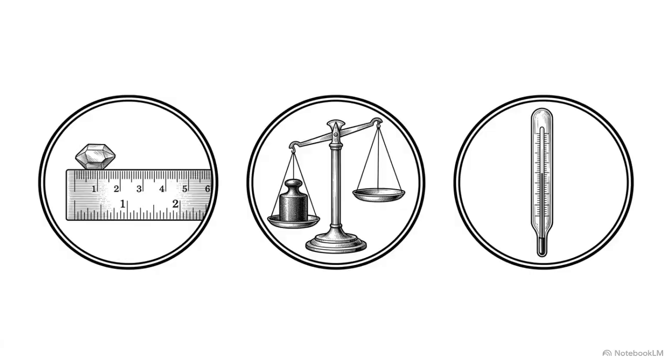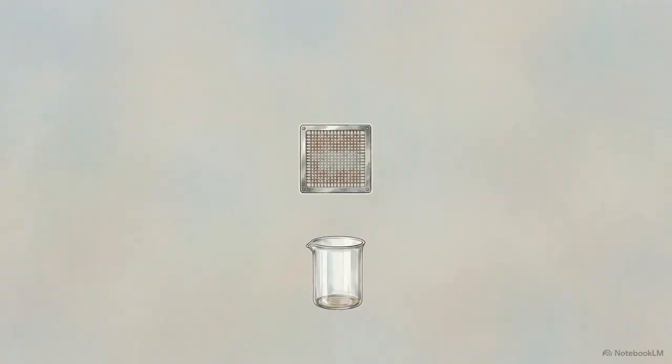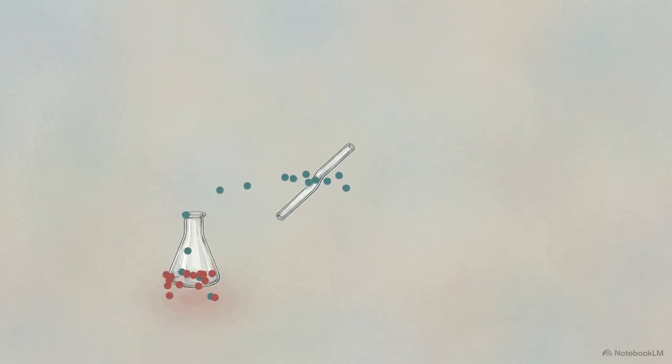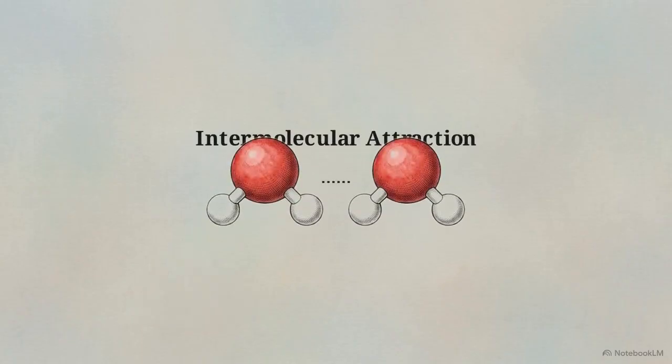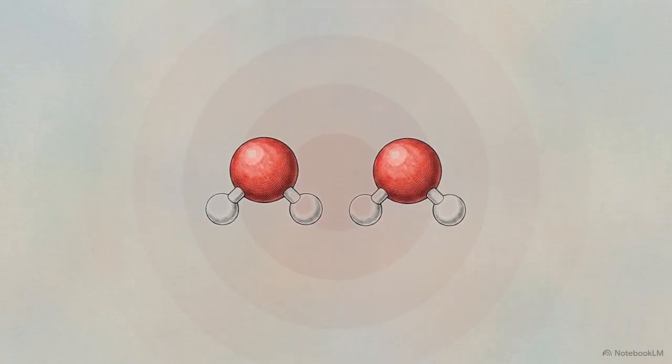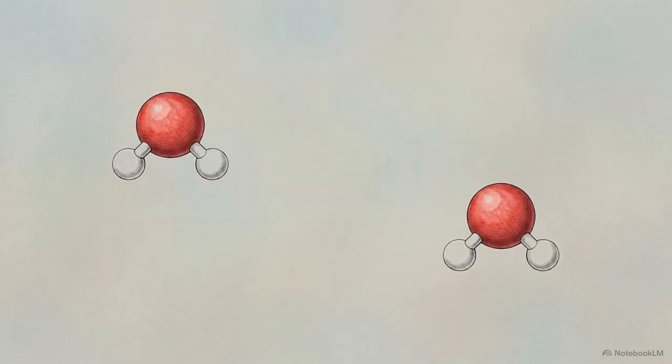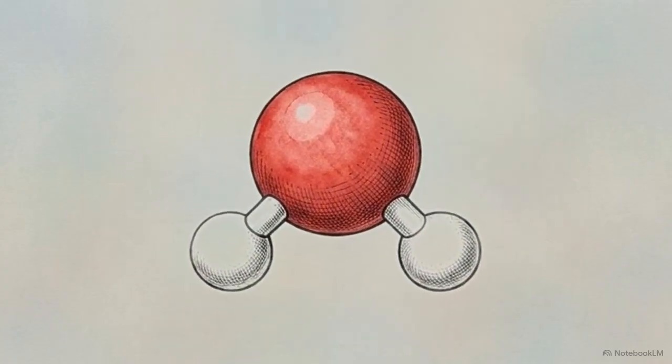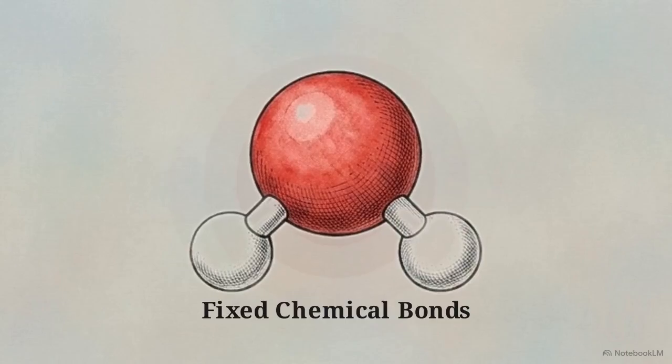Filtration separates heterogeneous mixtures by particle size, forcing them through a mesh where small particles slip through and larger solids are trapped. For homogeneous solutions, distillation relies on differing boiling points. The substance with the lower boiling point vaporizes first, leaving the rest behind. Crucially, the heat added during distillation only breaks the weak intermolecular attractions holding the mixture together. It does not break the fixed chemical bonds of the compounds themselves.